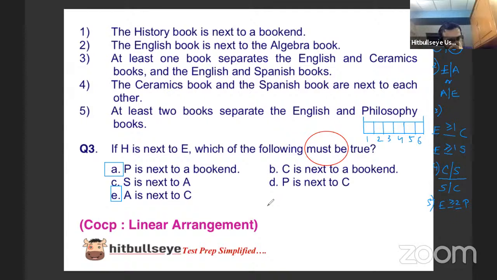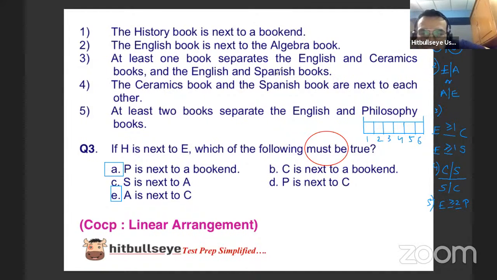All right, let's solve it. So what we have to do is create a combination of the 6 books which will satisfy, first of all, these 5 criteria, and if H is next to E, that criterion we should satisfy as well. So let's try to create one.